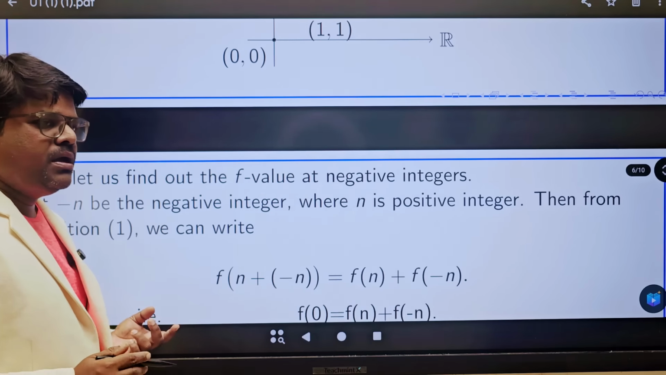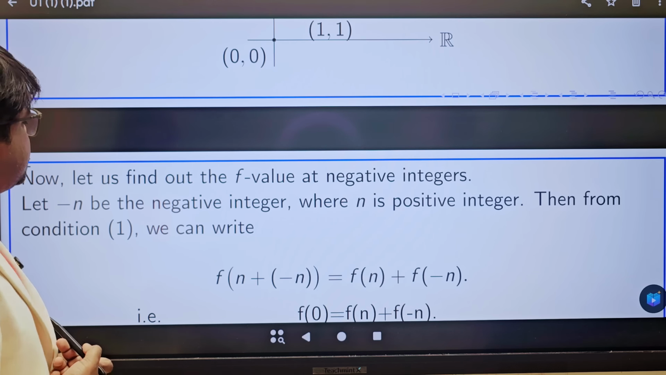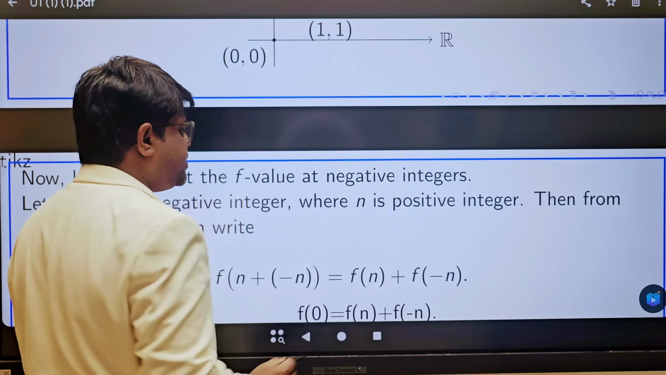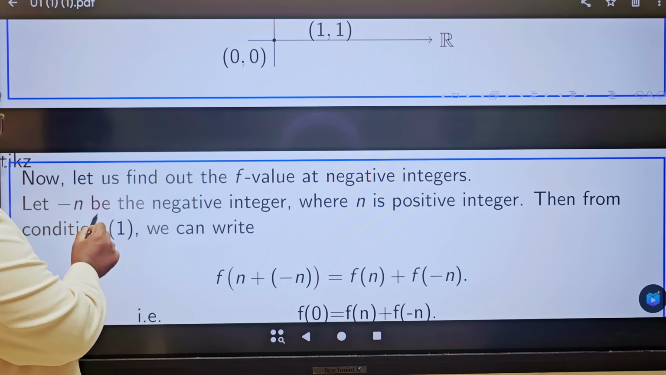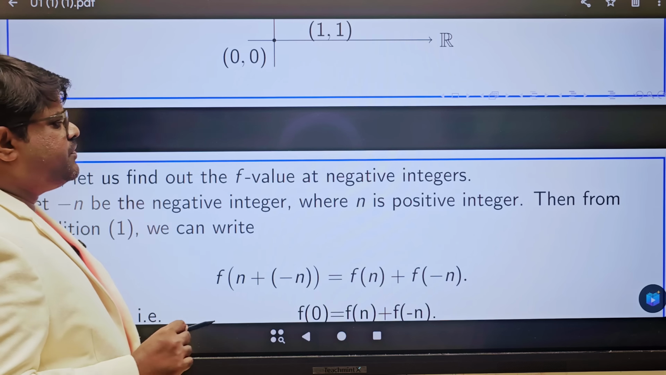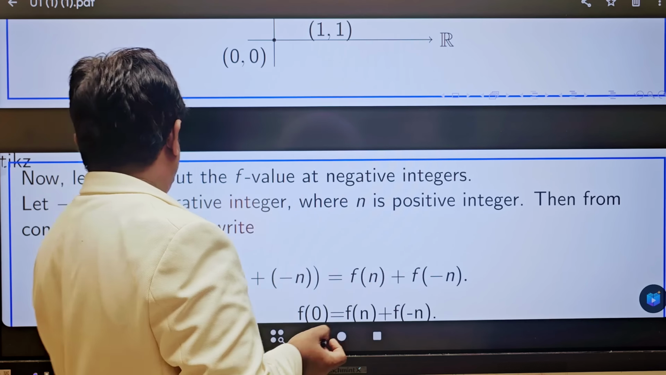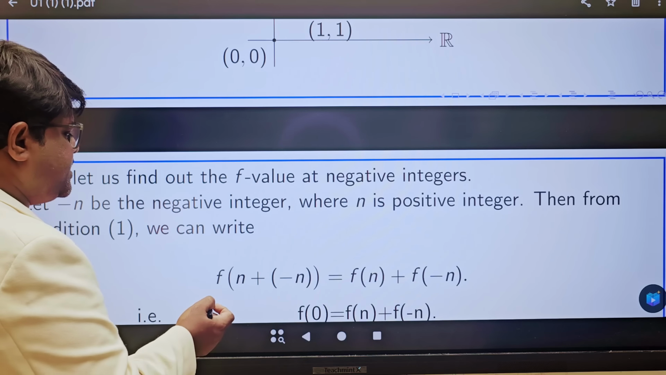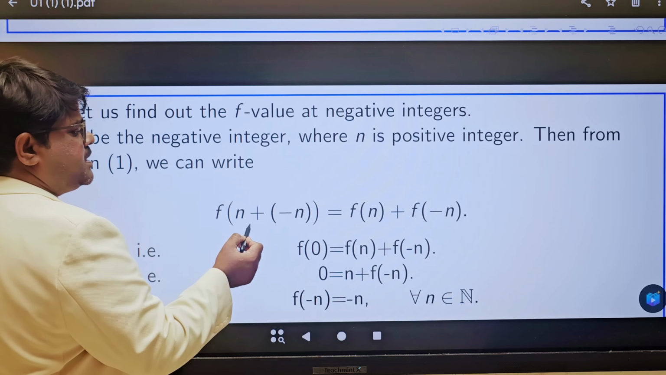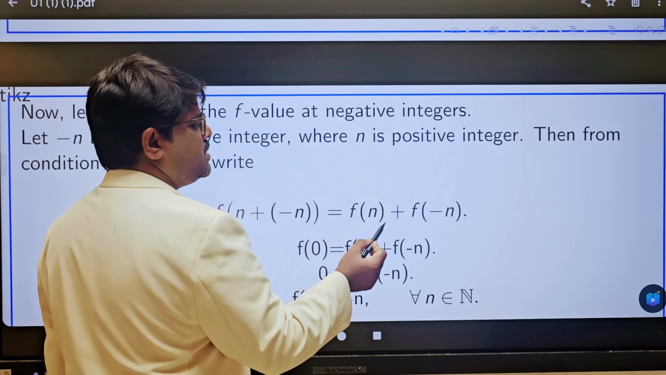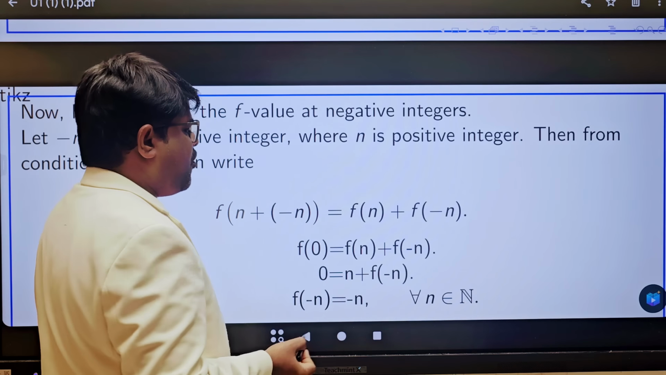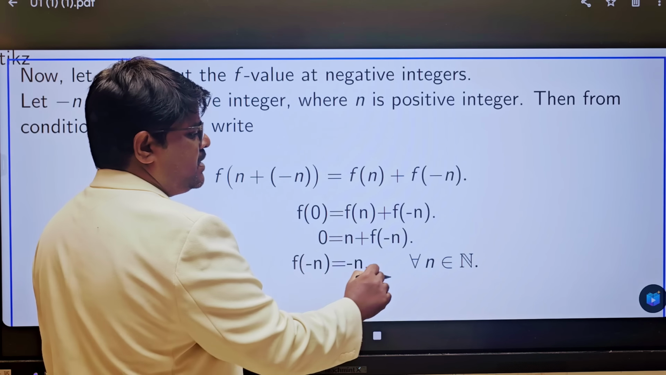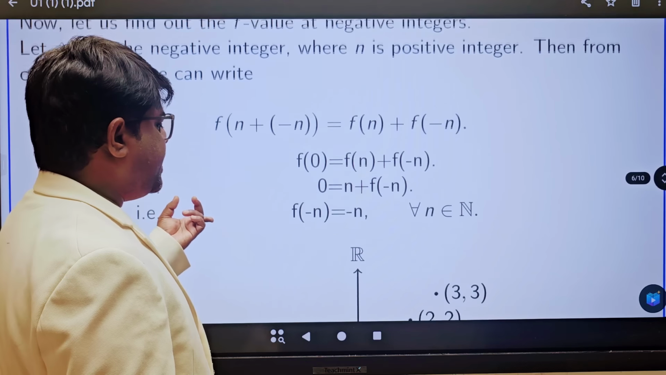Next we will check for the negative integers. Now let us find out the value of the function f at negative integers. Let minus n be a negative integer where n is a positive integer. Then for this we will use the condition 1, that is f of n plus minus n equals f of n plus f of minus n. After substituting and simple steps, we get f of minus n equals minus n for all n belonging to the natural numbers.